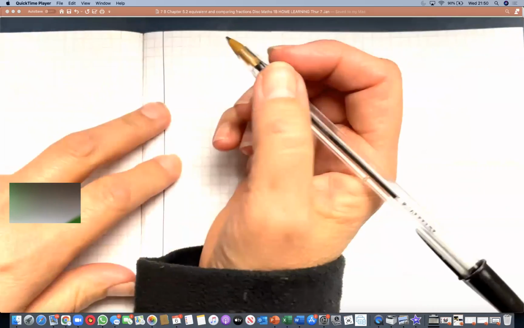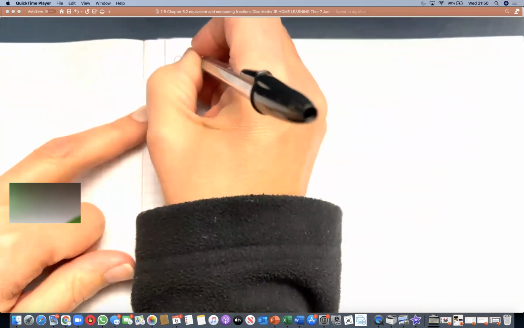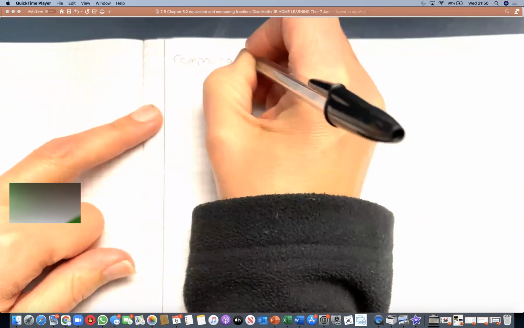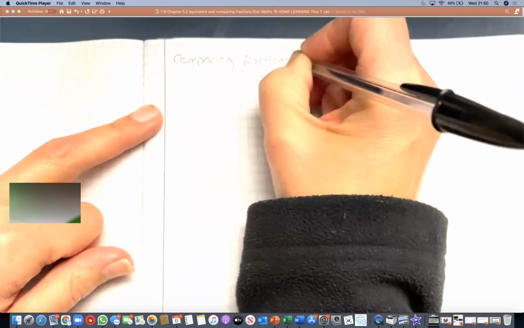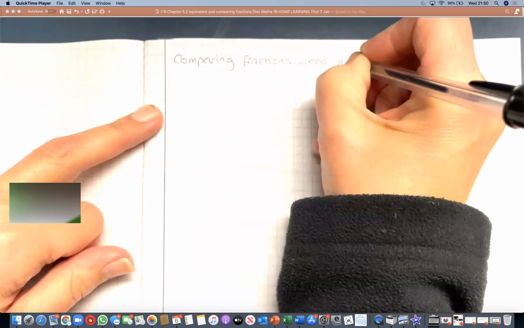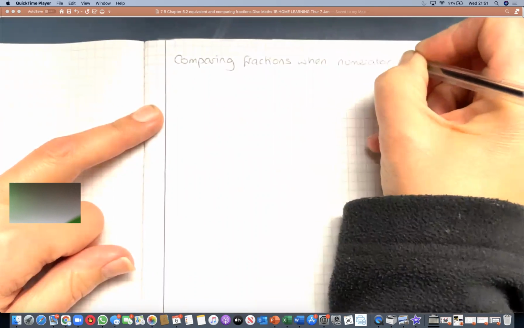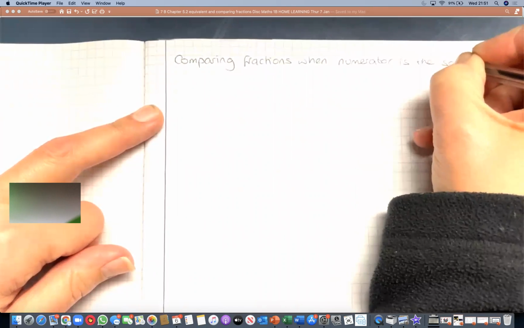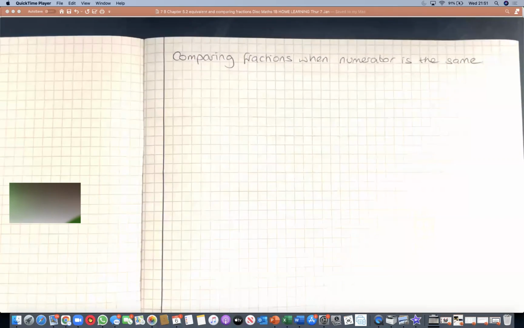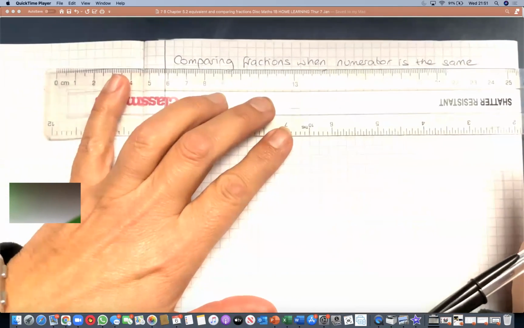One more thing to mention is that you can compare fractions by comparing the denominators if the numerator is the same. So, comparing fractions when the numerator is the same. Now, the easiest example here would be if the numerator was 1.